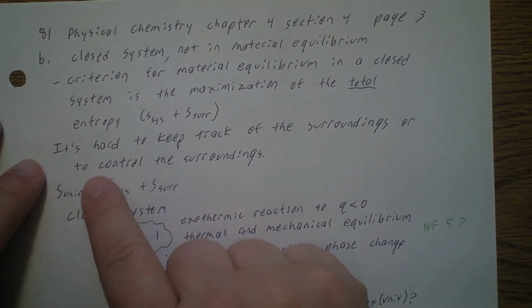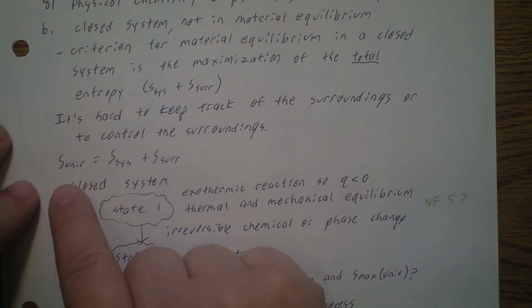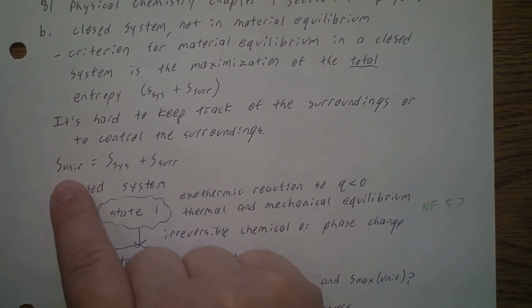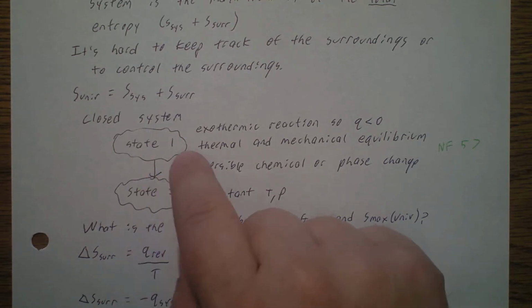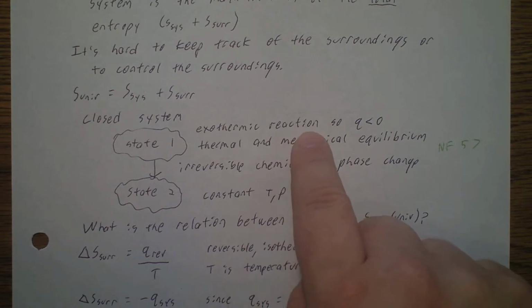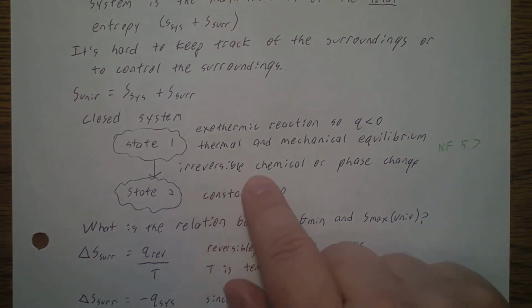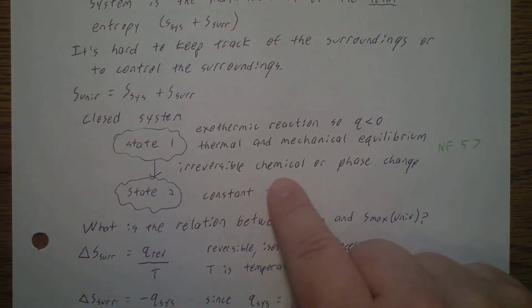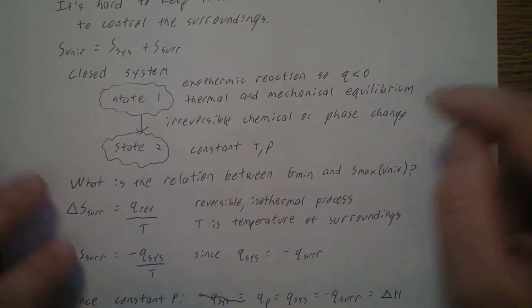Now here's the problem though. It's hard to keep track of the surroundings or even control the surroundings. Now remember though that the entropy of the universe is equal to the entropy of the system plus the entropy of the surroundings. Now let's say you have a closed system that starts out at state 1 and it's going to go to state 2. Now let's say it's exothermic reaction, so Q is less than 0, but it's at thermal and mechanical equilibrium. Now it's going through some sort of irreversible change, such as a chemical change or a phase change, but we're saying constant temperature and pressure.